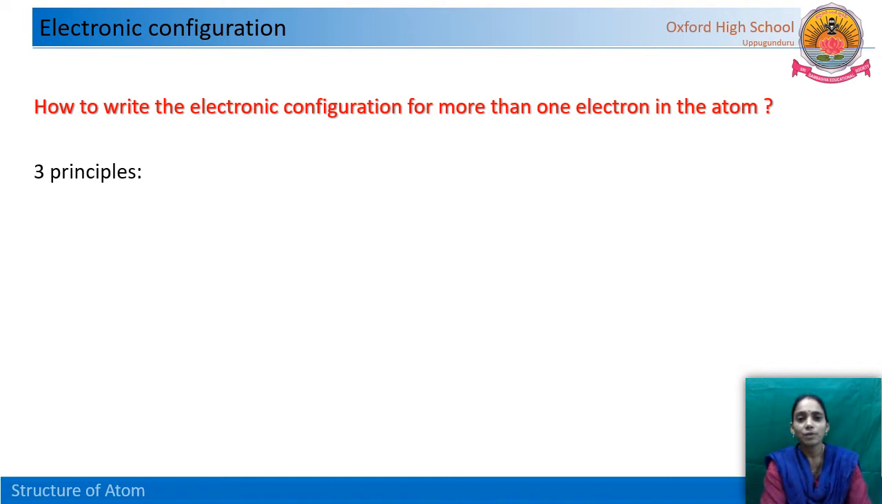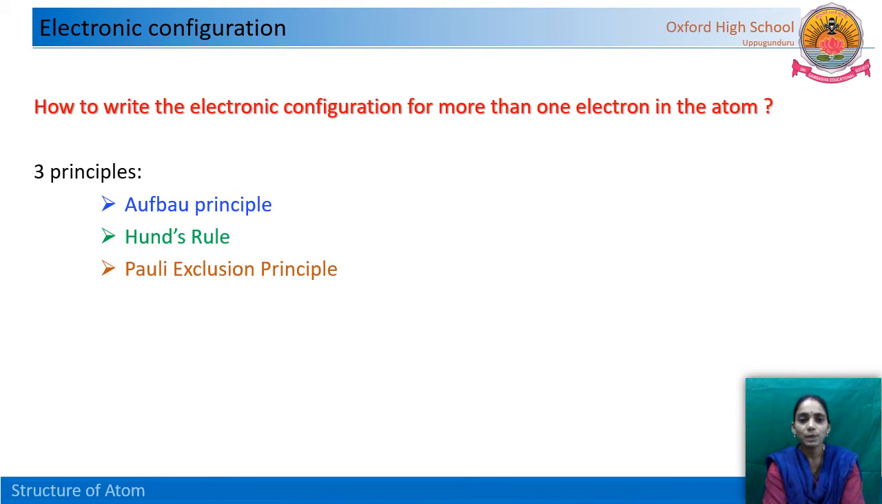For writing the electronic configurations consisting of more than one electron, three principles we need to follow. What are they? First one, Aufbau principle, second one, Hund's rule, and third one, Pauli's exclusion principle. So we need to know all the three principles, then only we can write the electronic configuration for atoms consisting of more than one electron. Let us study these principles in detail.